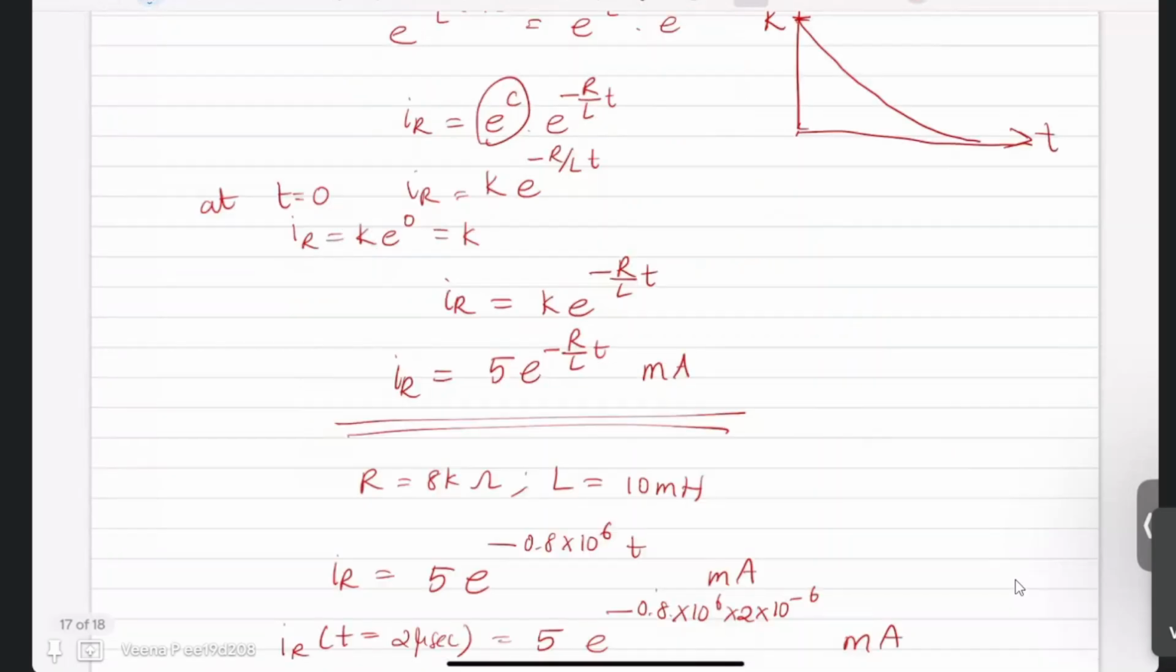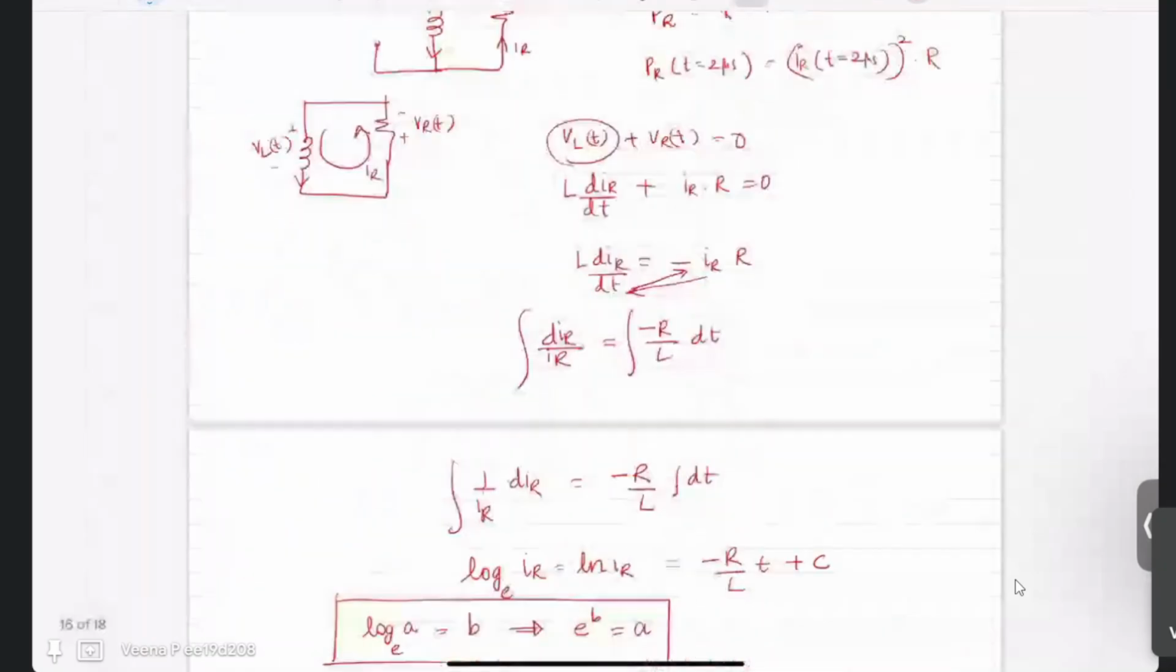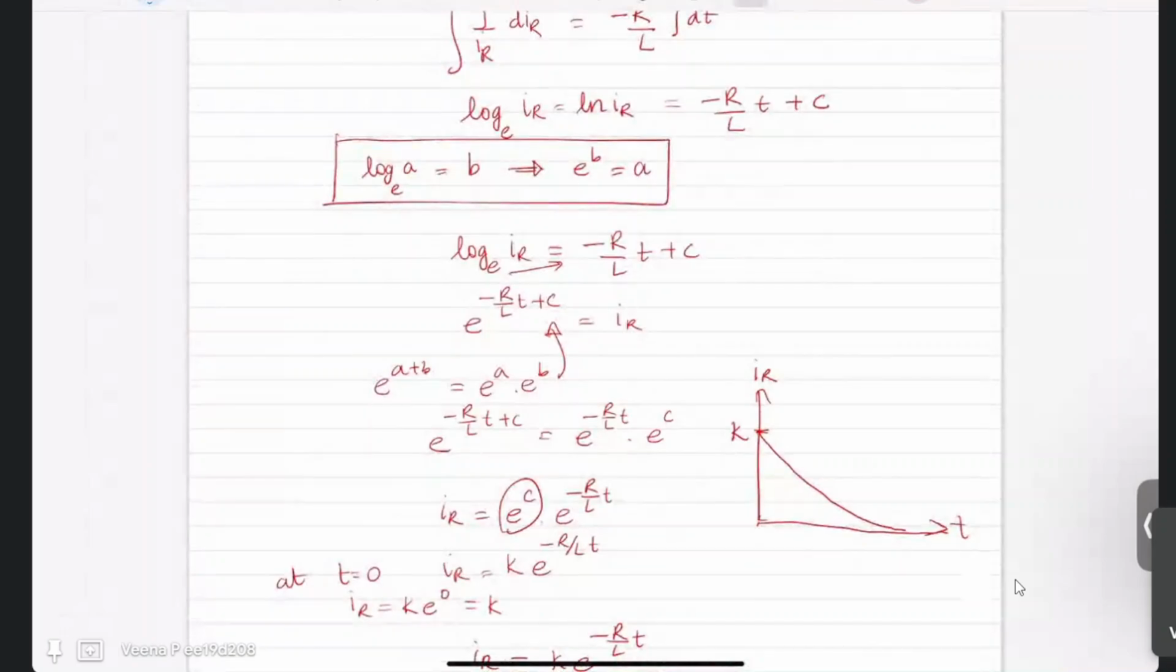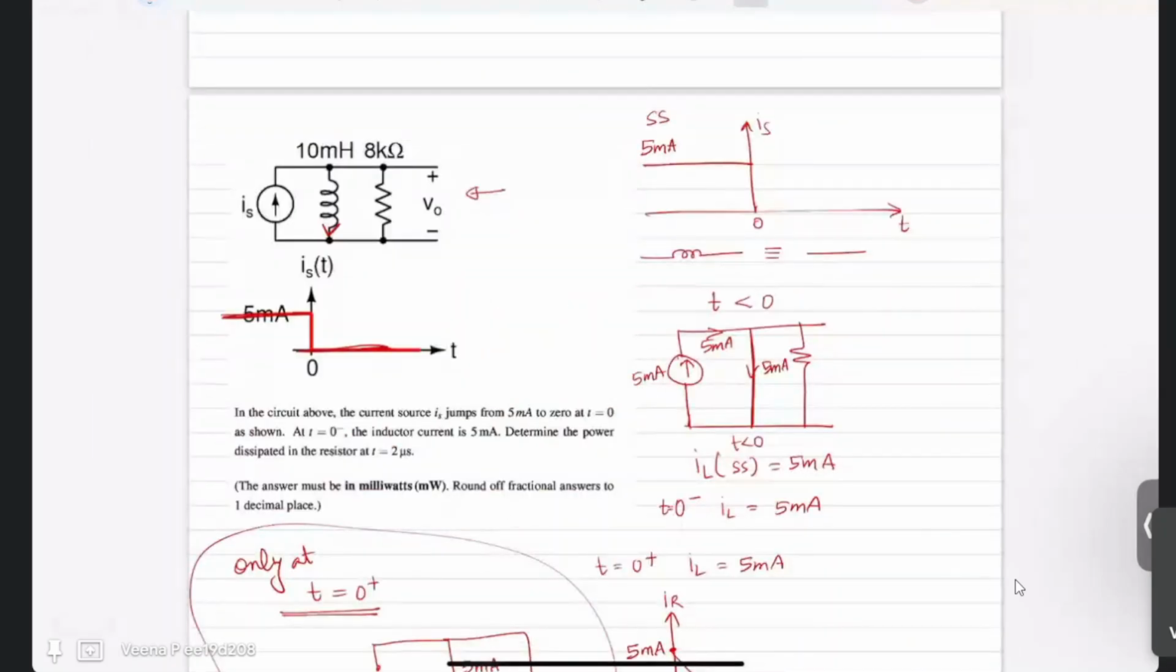So to solve this problem, you should know about the differential equation, how to solve the differential equation, and the basic mathematics. What is log? What is the integral of 1 by x dx? The integral of 1 by x dx is logarithm to the base e of x. And also the fact that logarithm to the base e of a, if it is b, then e raised to b is a. And also e raised to a plus b is e raised to a times e raised to b. These are some of the basic equations which you should know to solve this problem, and the basics of inductor and capacitor. If there is any doubt in this question, please ask.